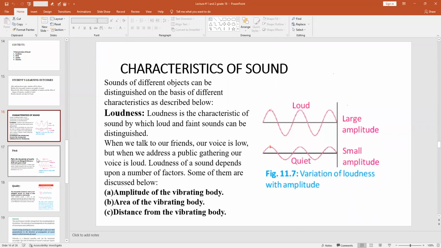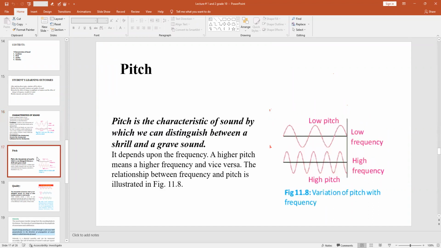Welcome. Now the next characteristic is pitch. Pitch is the characteristic of a sound by which we can distinguish between a shrill and a grave sound. Do you know what a shrill and a grave sound is?